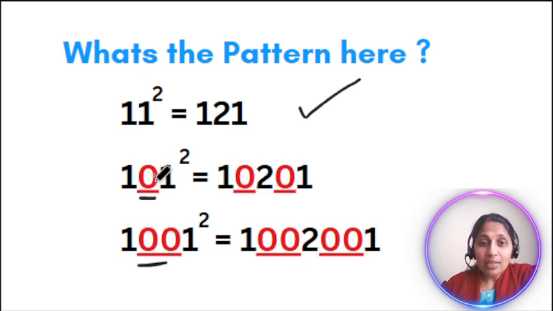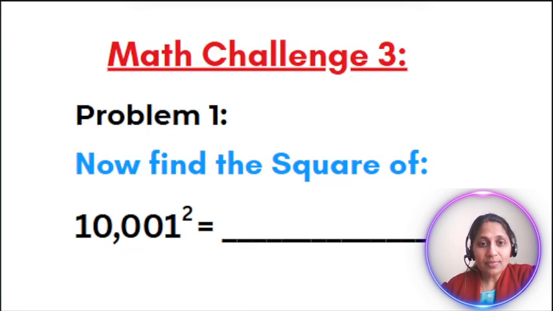So I repeat, if one 0 is added, then in the answer also one 0 is added between the 2 and the 1s. If there are 2 zeros, then 2 zeros will be added again. Very easy, right? So now it's time for you to practice this pattern. Now find the square of 10,001. Okay, pause the video here. Take 10 seconds to complete this problem.